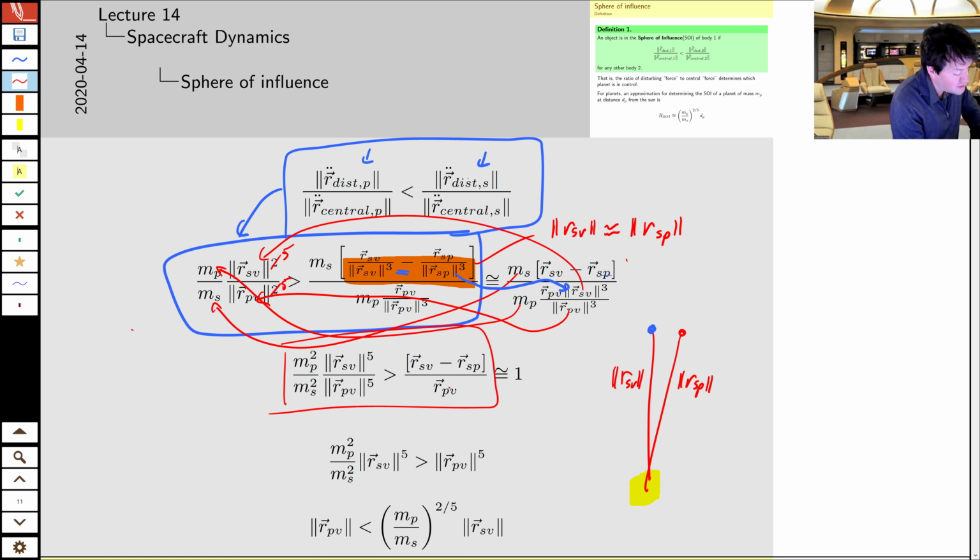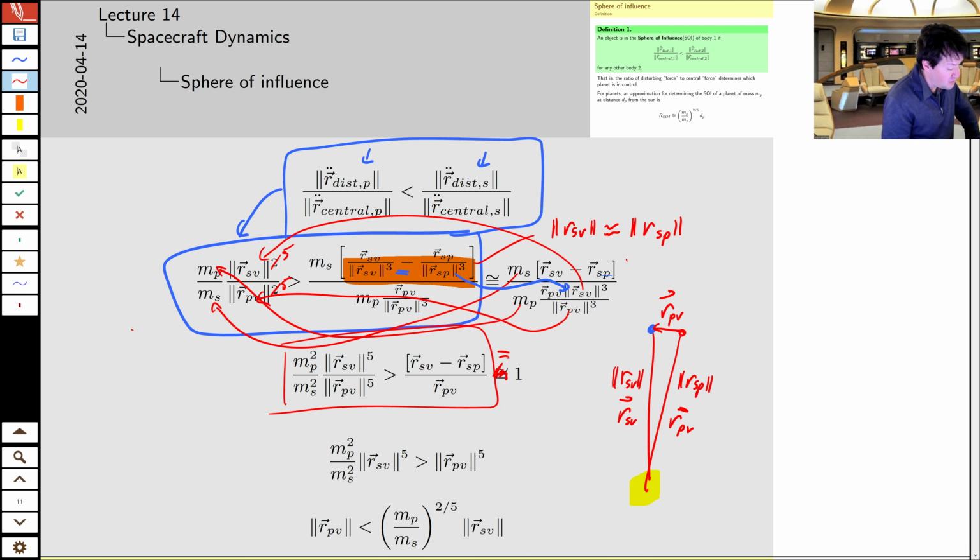Now we make the approximation here that, again, this vector difference, because remember what this vector difference is. Well, it's not actually an approximation, it's actually correct. The vector RSV minus RPV, now we're in vectors, not magnitudes. You take that difference, and that'll give you the vector from the planet to the vehicle. So that's actually not approximate, that's equal to 1.